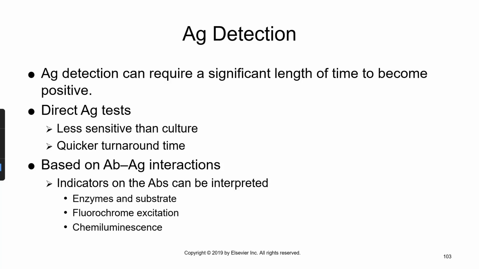Antigen detection. Antigen detection can require a significant length of time to become positive. Direct antigen tests are less sensitive than culture, but they have a quicker turnaround time. They're based on antibody and antigen interactions, and indicators on antibodies can be interpreted.